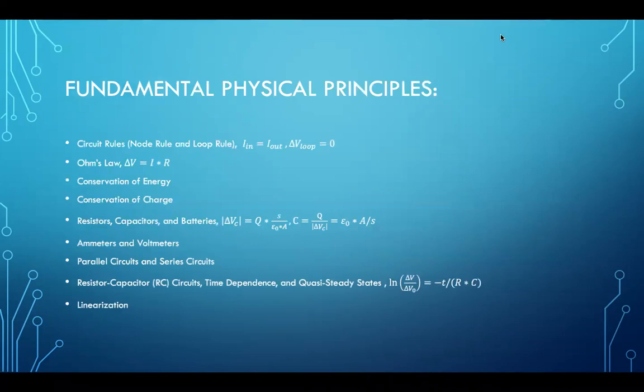Here are the fundamental physical principles. We have circuit rules such as node rule and loop rule. Node rule states that the current in equals the current out, and loop rule states that the total difference in voltage is equal to 0. Ohm's law states that the difference in voltage is equal to current times resistance. We also have conservation of energy and conservation of charge. We then have the formulas for resistors, capacitors, and batteries. We also must take into account ammeters and voltmeters, parallel circuits and series circuits, and linearization.